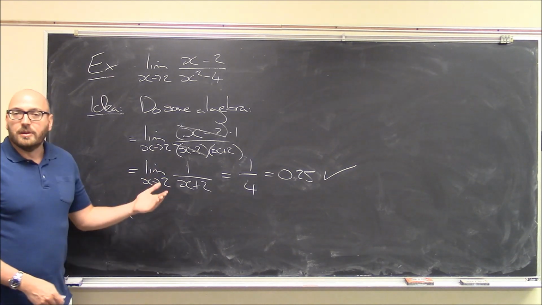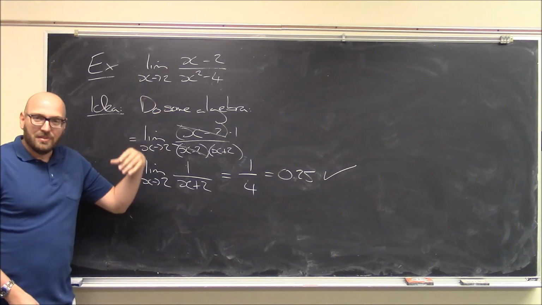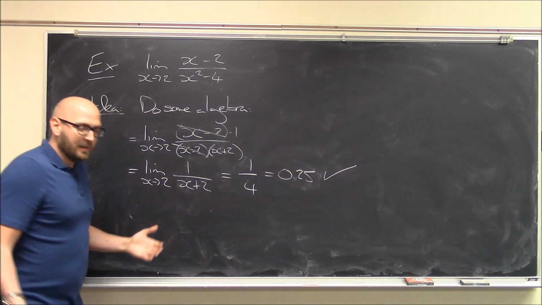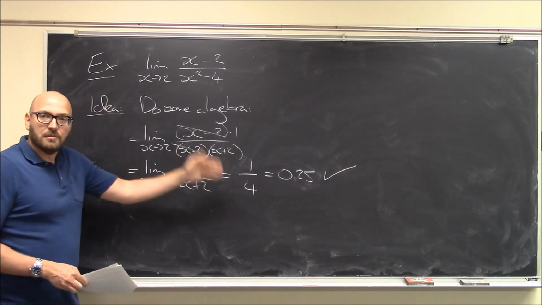So these are the harder limits to evaluate. The limits where you can't just plug in the value because you usually end up dividing by 0. And the way you fix it is you do some algebra to cancel factors out.